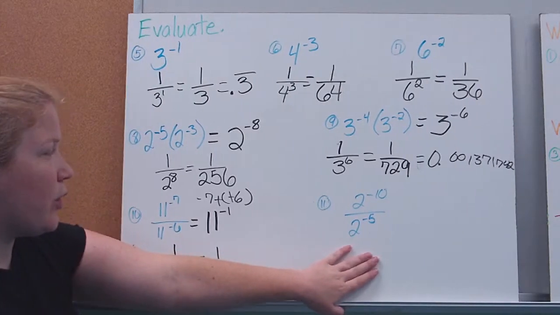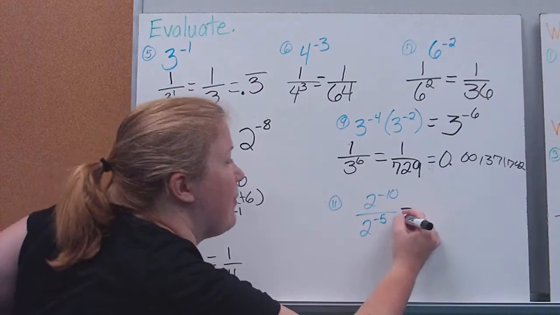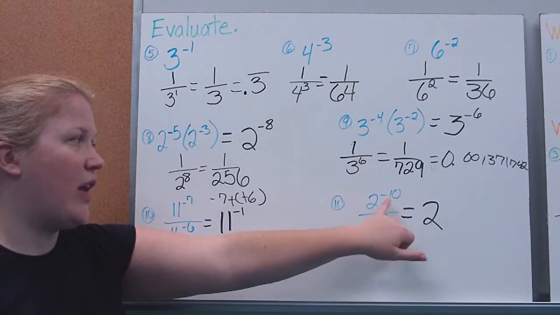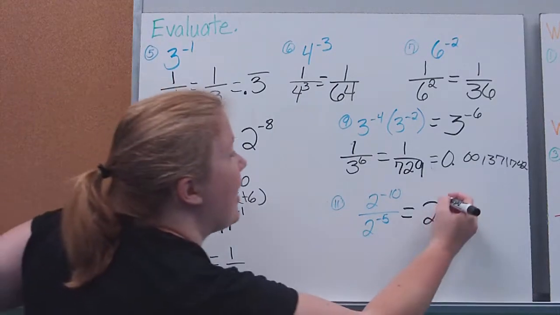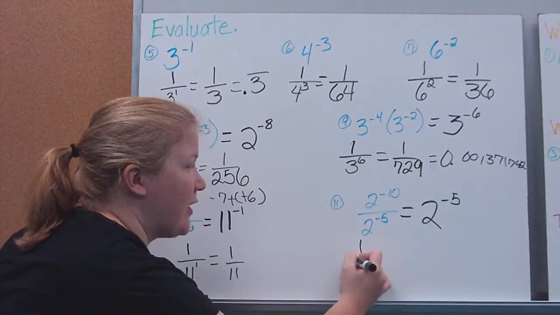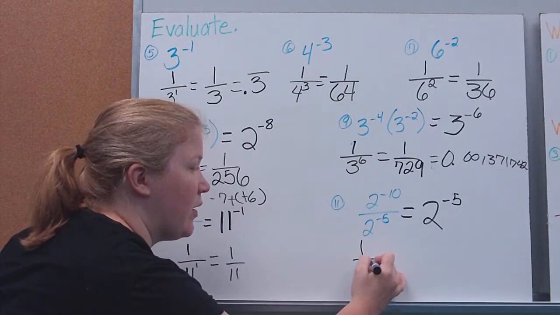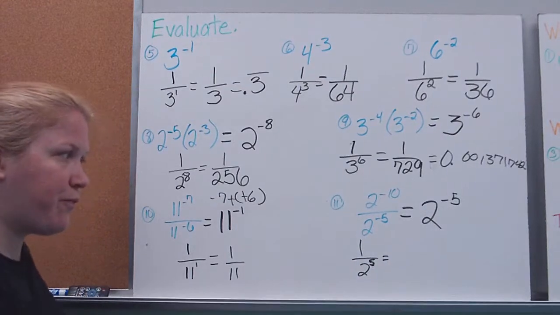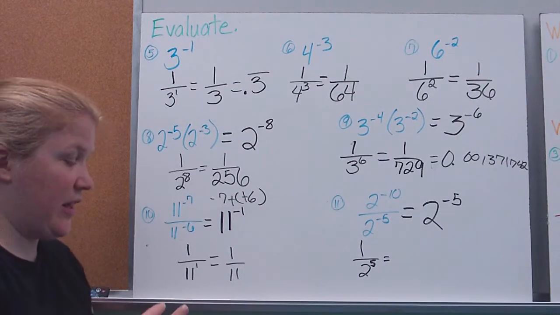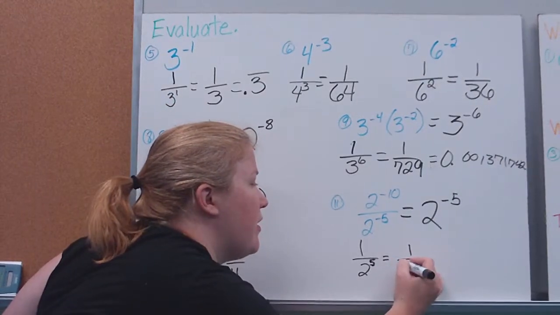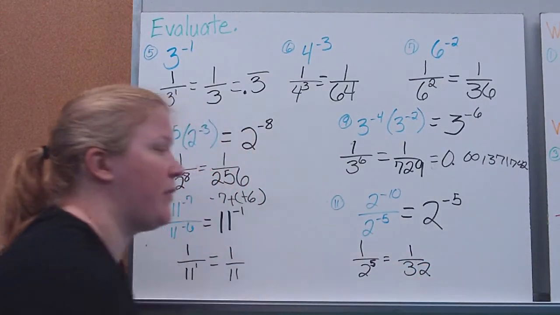So again, here we're going to divide. So I'm going to keep my same base. My base is still 2. We subtract our exponents. Negative 10 minus negative 5 leaves me with negative 5. Now I'm going to write it as a positive exponent so I can evaluate it. So it becomes 1 over 2 to the 5th. 2 to the 5th is 2 times 2 is 4, 8, 16, 32. So 1/32.